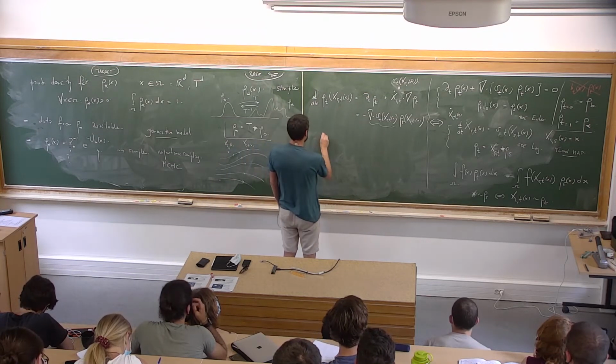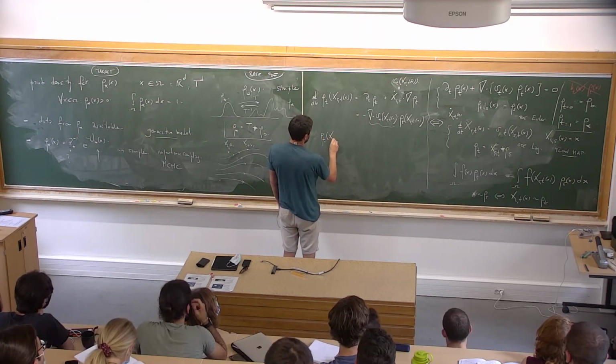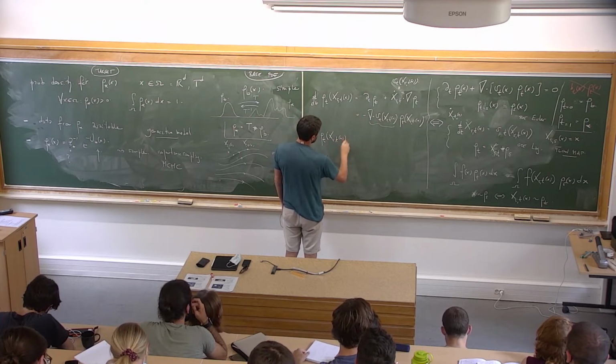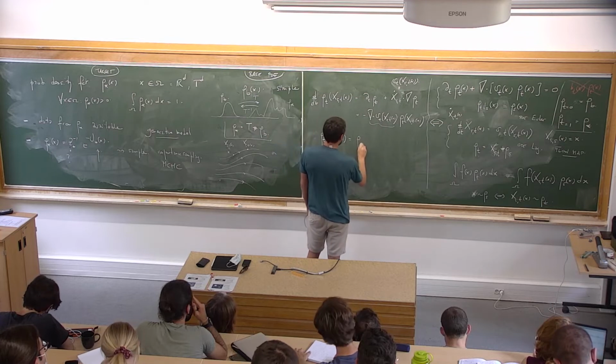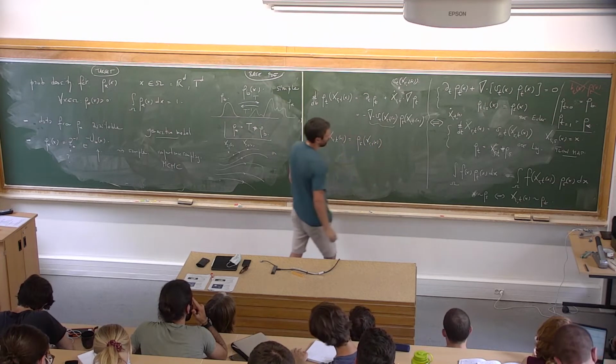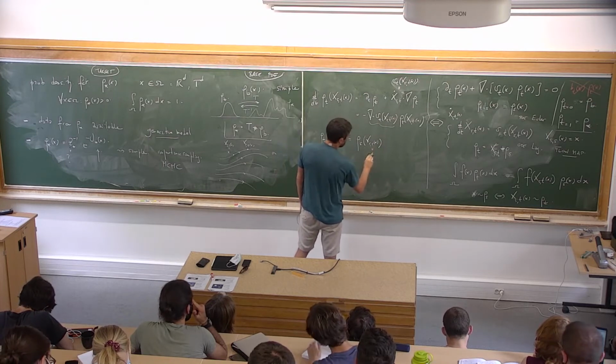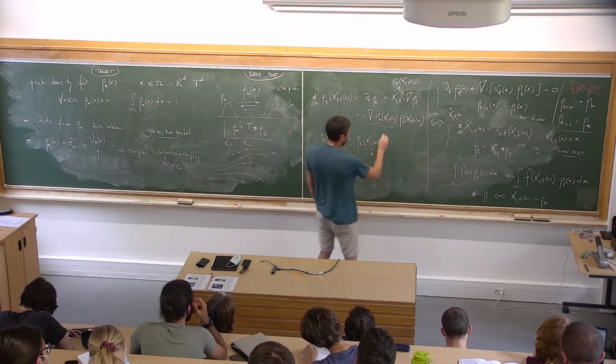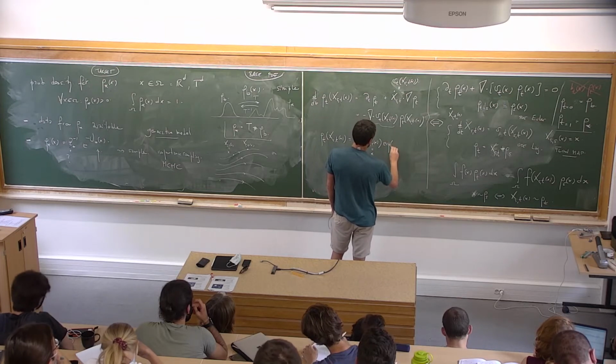Right? And that means that you have that rho_t of X_st of x, so just integrate, is equal to rho_s of X_ss of x, but this is x. And this is just using the Duhamel principle.